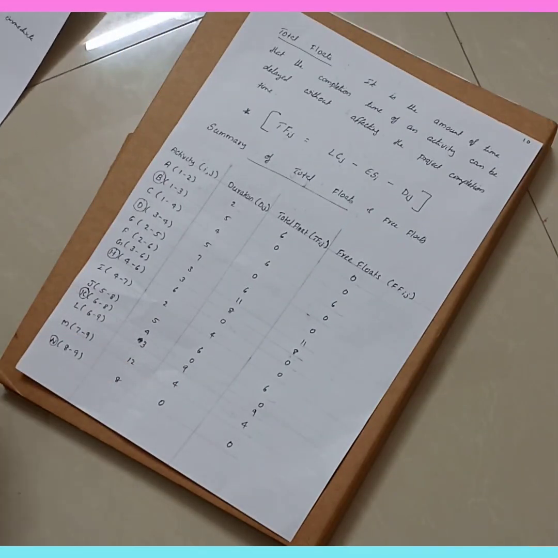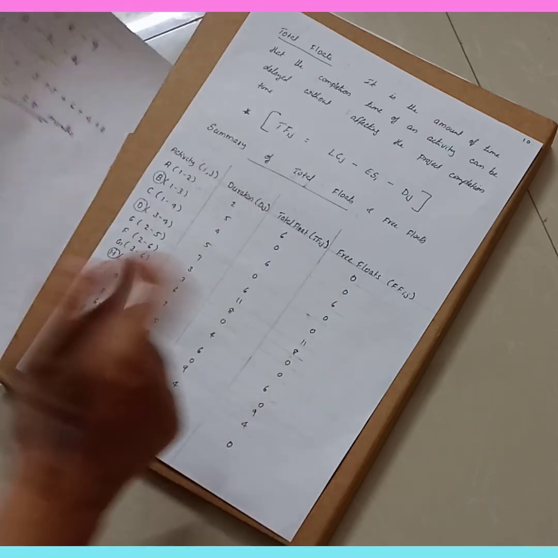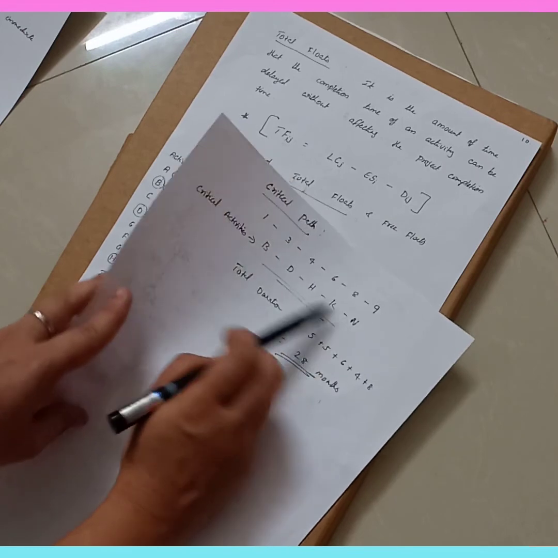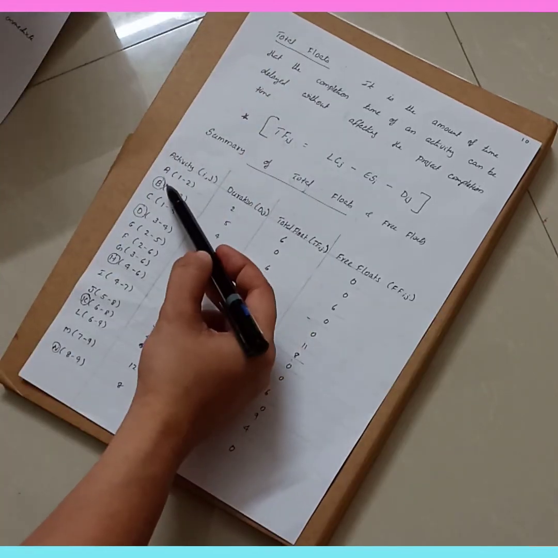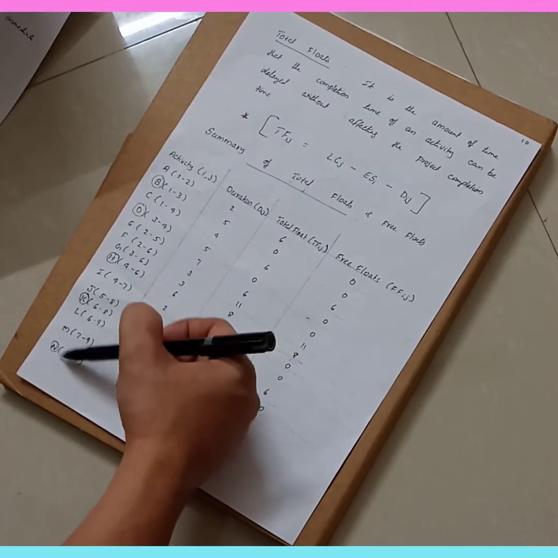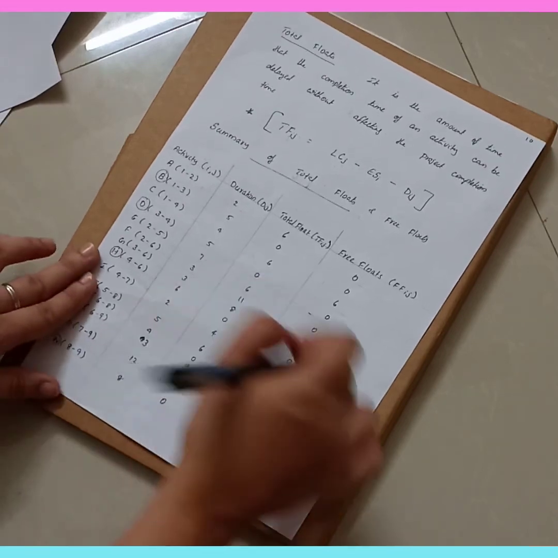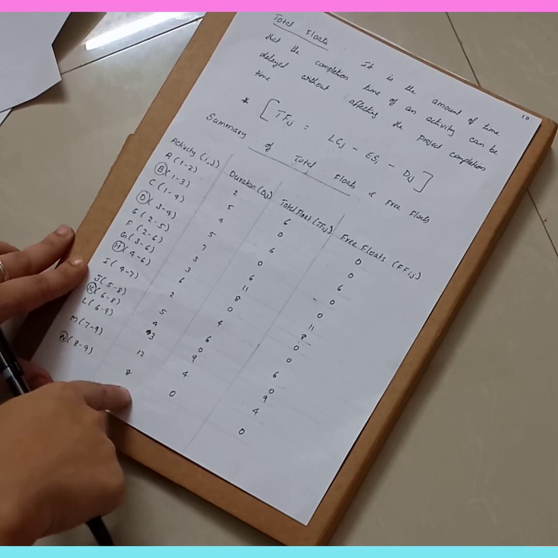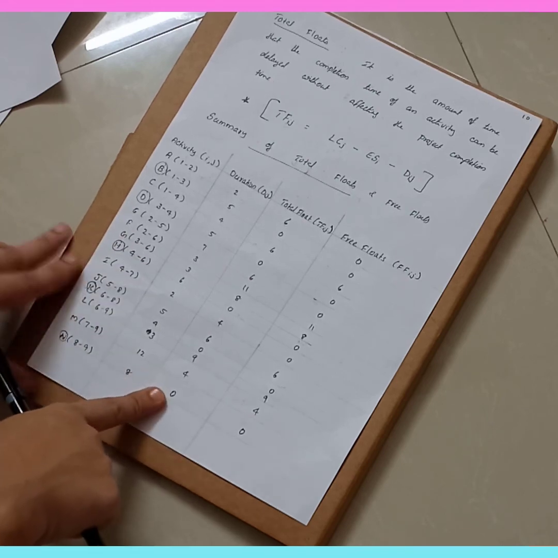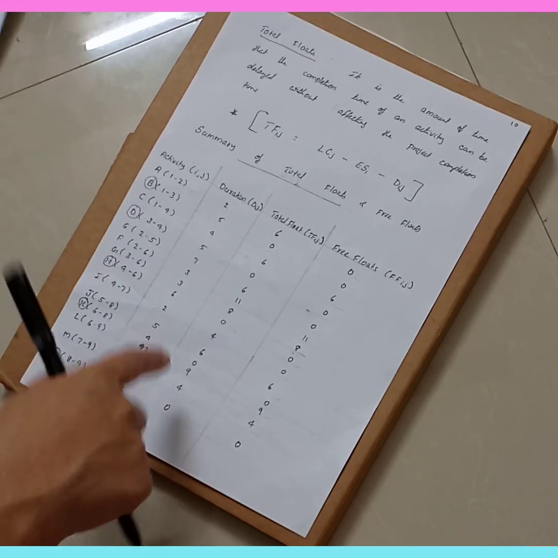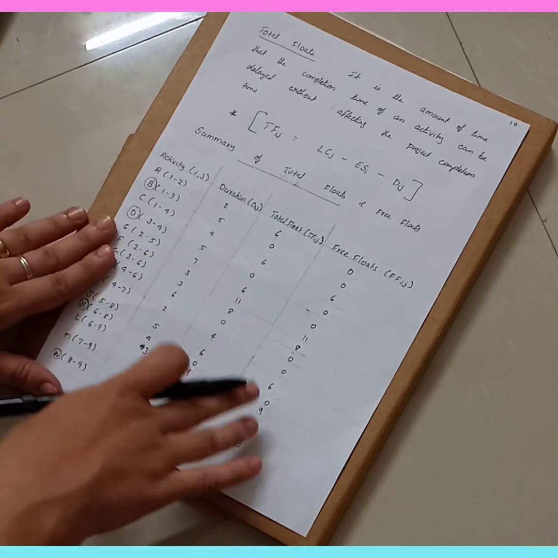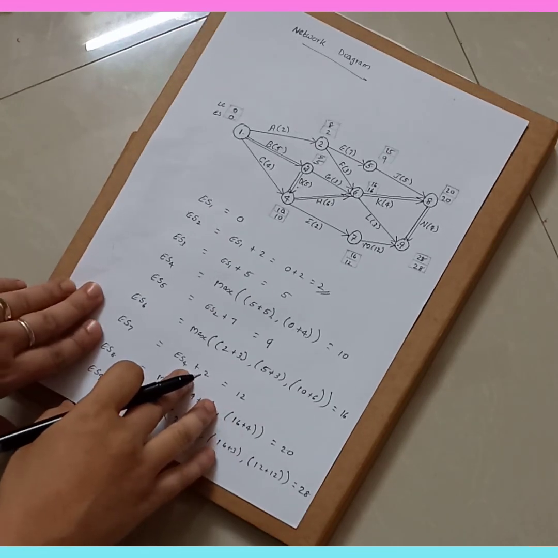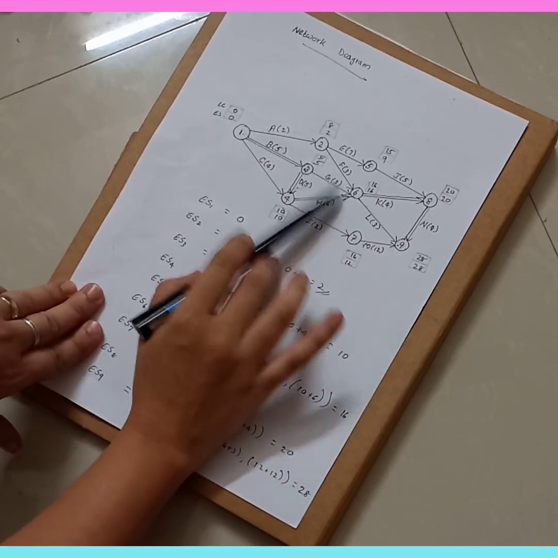Now you can compare this answer with our critical activity value that we got. When you compare, you can see B, D, H, K and N are our critical activities. Here also B, D, H, K and N have free float and total float as 0. Fine. So thus we can confirm that our answer is correct. So the final part of the question, that is to find the total float and free float, is also done. The first step that you need to do in a network analysis is to draw the network diagram.